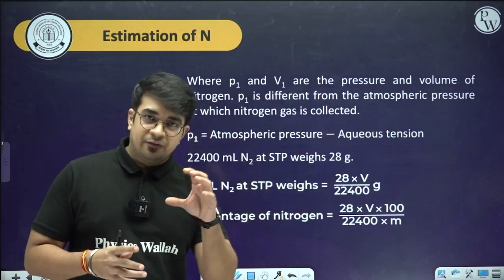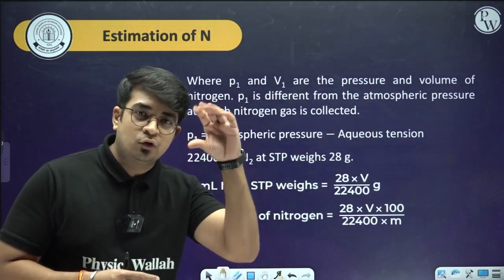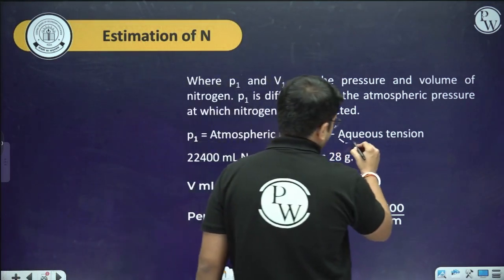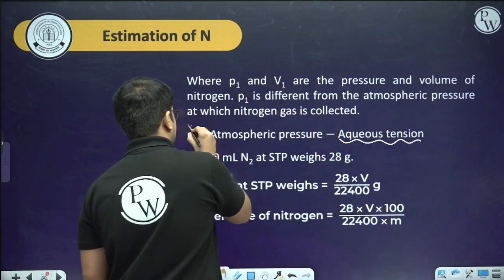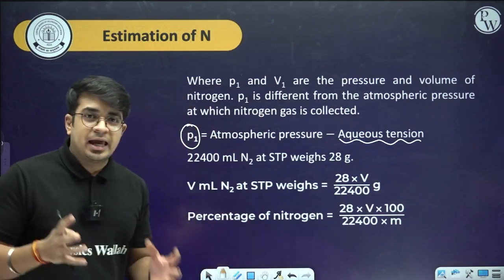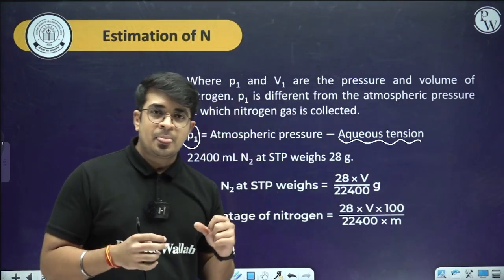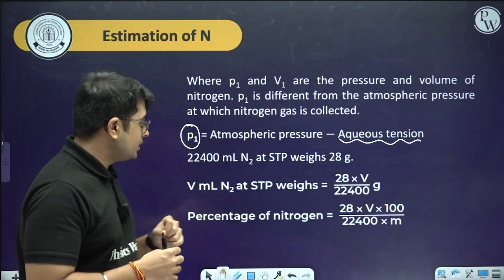Definitely the entire gas is being collected over a liquid, so there will be an aqueous tension. If I remove that part, then I get the actual pressure exerted by the nitrogen gas which is present in the container.